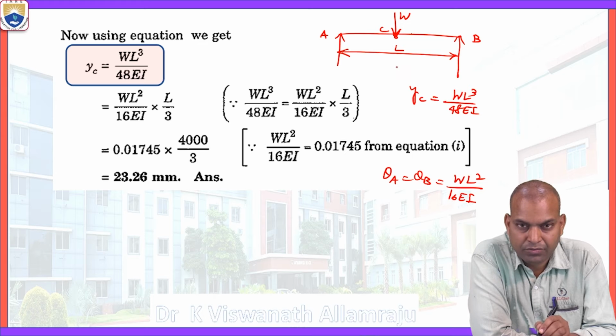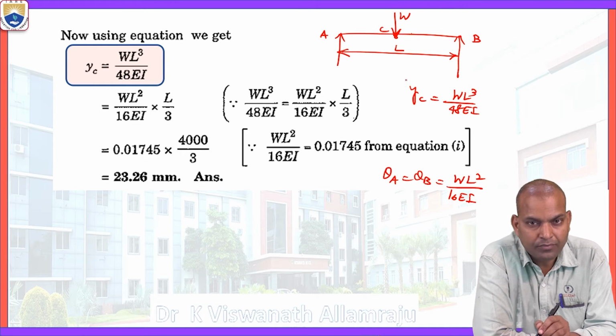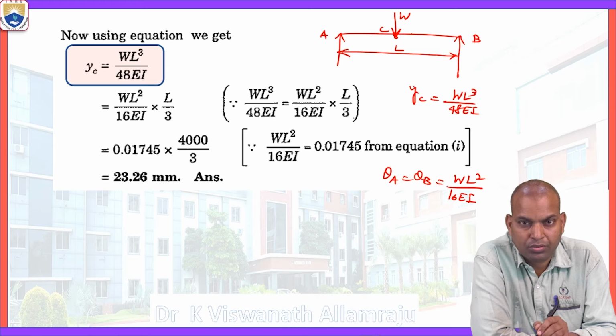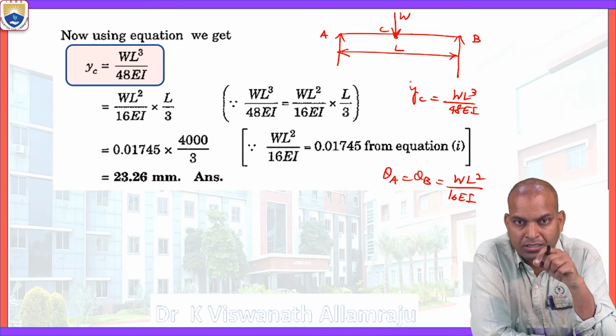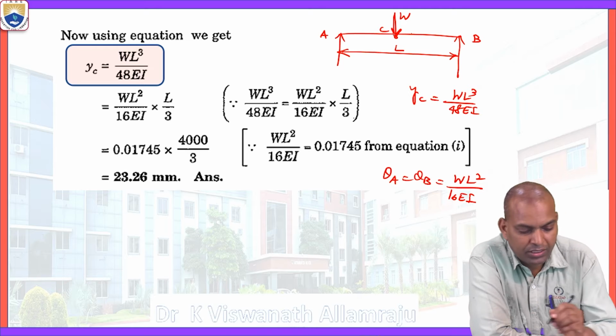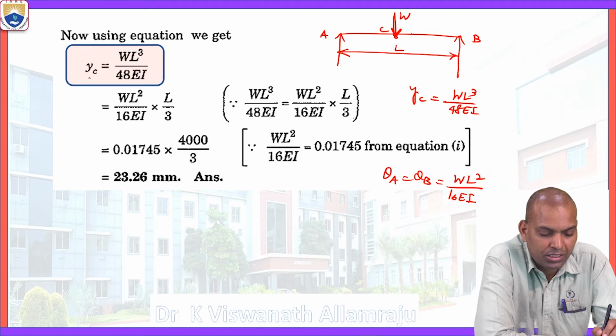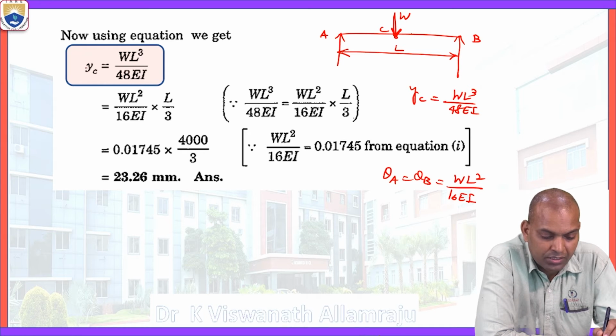But for this case, we should be very specific. These formulae are applicable only for a simply supported beam subjected to a concentrated load only at the center, and there are no other loads like uniformly distributed load or uniformly varying load. Only the concentrated load at the center is considered. So here the deflection at the center is the maximum deflection, that is YC equal to WL cube by 48 EI.